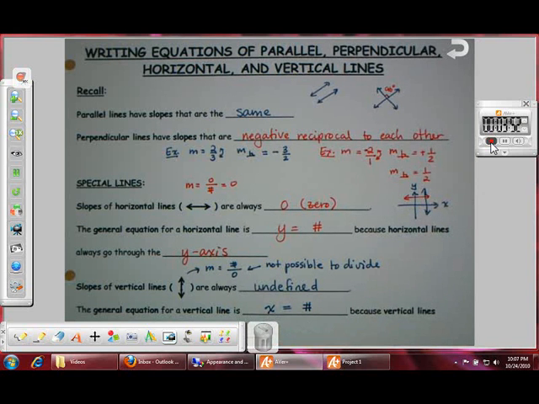Okay, so quick recap. Parallel lines have slopes that are the same. Perpendicular lines have slopes that are negative reciprocals of one another. Horizontal lines have 0 slope. Its equation is of the form y equals whatever the number is where it crosses the y-axis. And vertical lines have undefined slope, and its equation is of the form x equals some number, the number being where it crosses the x-axis.